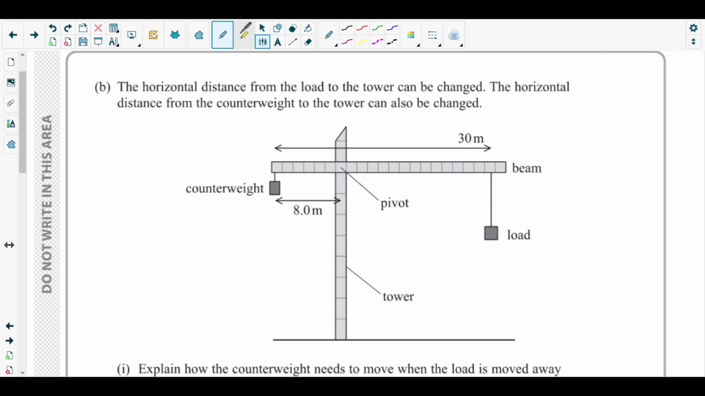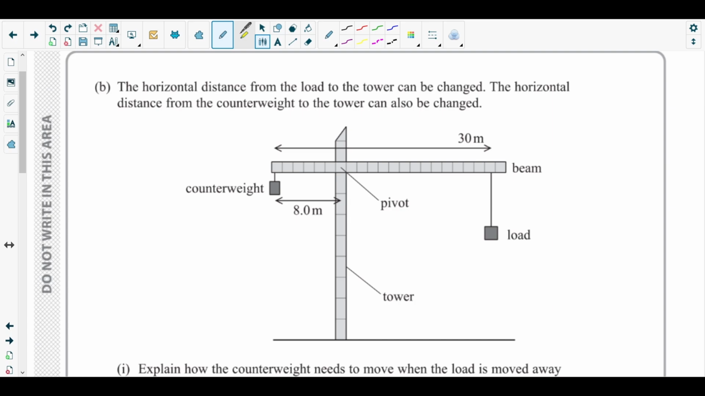This is for 4 marks. So definitely you should be aware of the marks of each question when you are answering them. For 4 marks, we need to explain it very well to get full marks. At first we will consider the fact behind this question. It's related to moments, right? The main fact here is that the system should be in equilibrium, the beam should not rotate in any way.